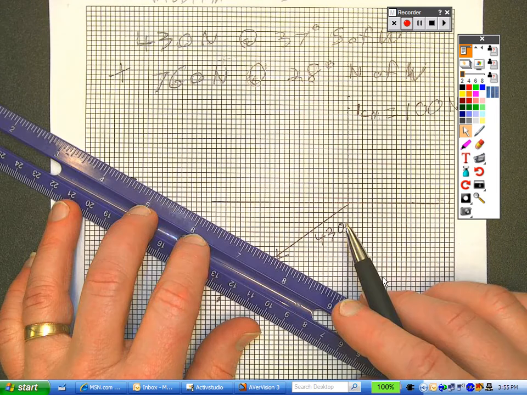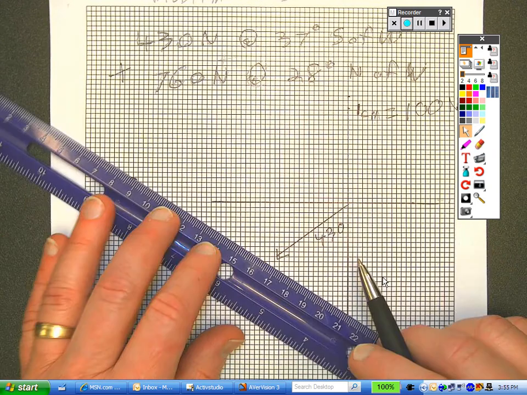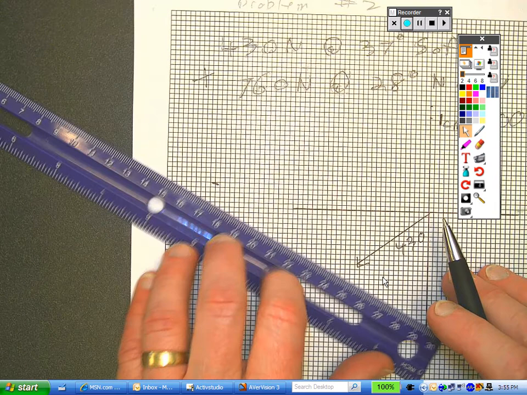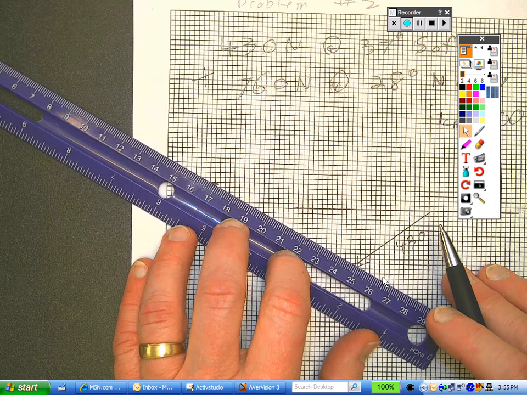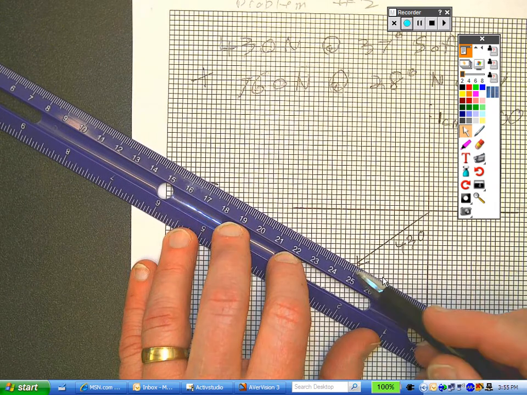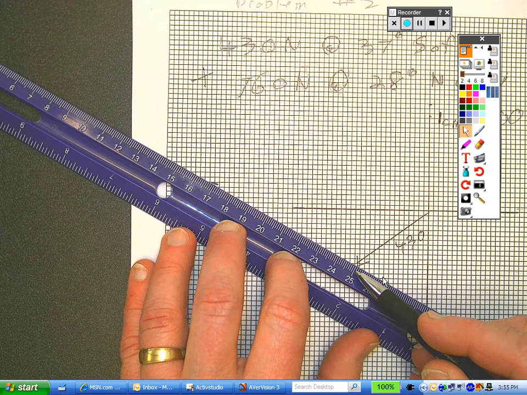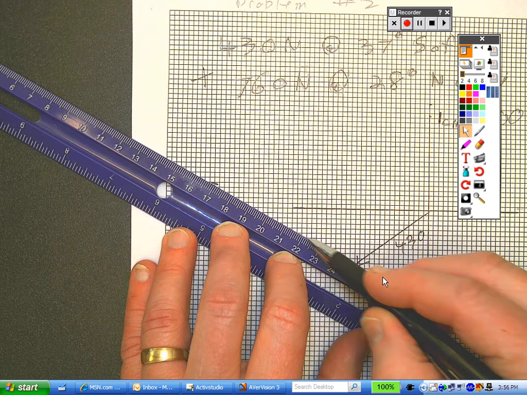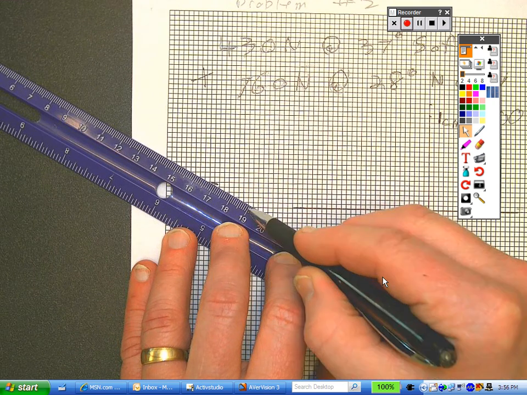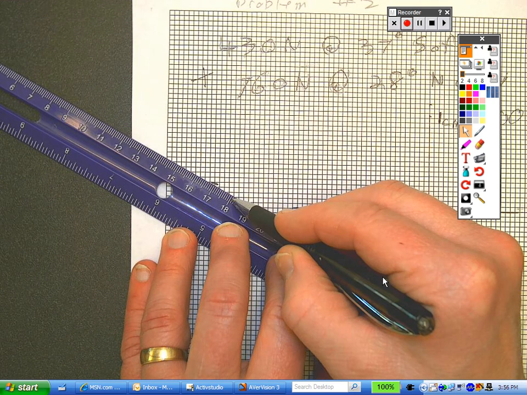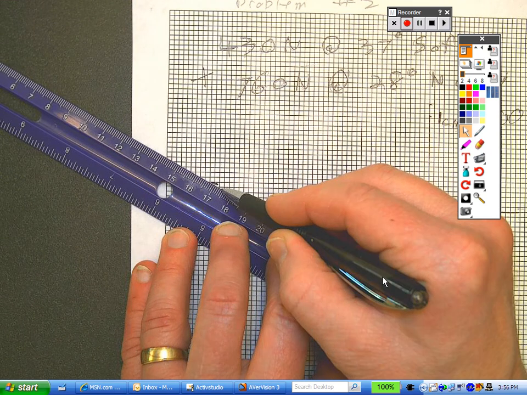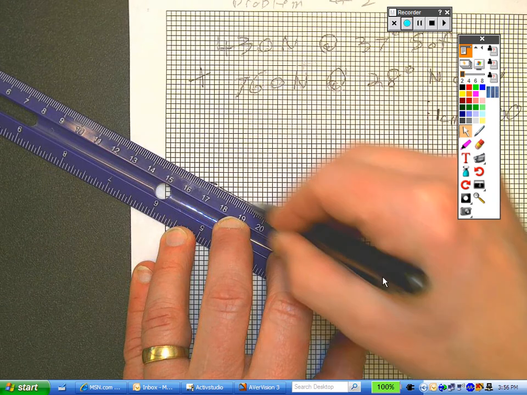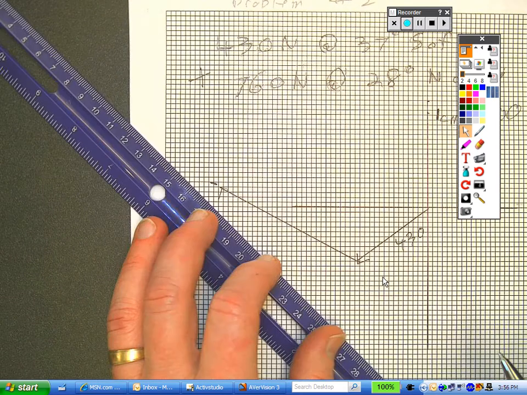So I start with 7.6. I can start anywhere, as long as I start someplace, so I'll just start right there and go 7.6. This is 100, 200, 300, 400, 500, 600, 700. Now this would be 800, so 760 is right about there. Okay, I will draw my line in and make an arrow.